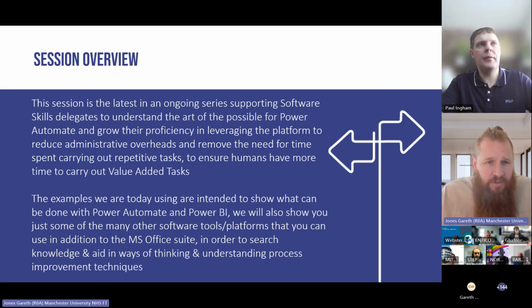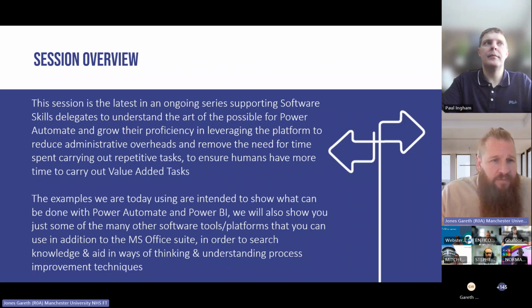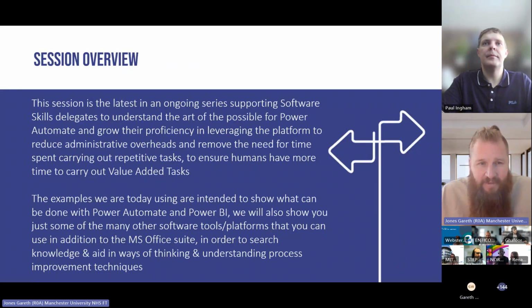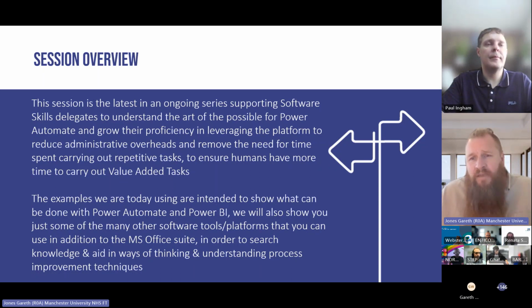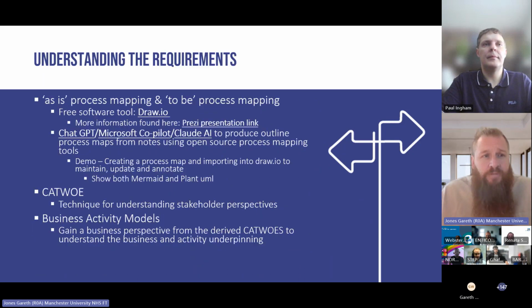Just to reiterate, the examples we're using today are intended to show what can be done with Power Automate and alongside Power BI. But we'll also show you just some of the many other software tools and platforms that you can use in addition to the Microsoft Office suite in order to search knowledge and aid in ways of thinking and understanding process improvement techniques. And I think that's a key thing for both myself and Paul, to say that actually these softwares can be very useful, but they've got to be used in a framework of understanding how to look at processes and identifying where improvements can and should be made.